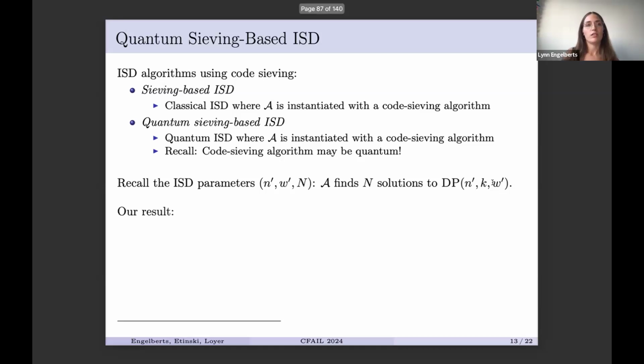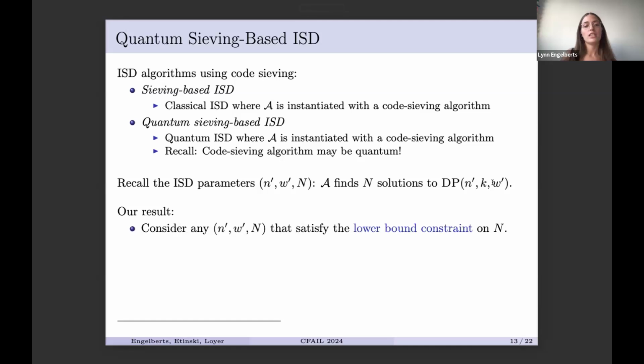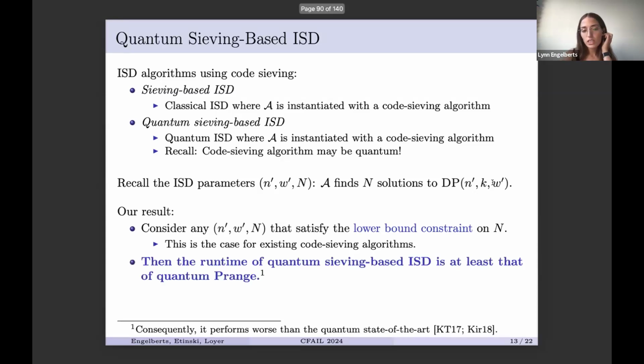And then our result is the following. If we consider any N prime and W prime and capital N that satisfy the lower bound constraint on capital N, which I recall is naturally the case for the existing code sieving algorithms, then the runtime of quantum sieving-based ISD is at least that of quantum Branch. In particular, this means that it also performs worse than the quantum state of the art for ISD. Furthermore, this is in contrast to classical sieving-based ISD, because that does outperform classical Branch.